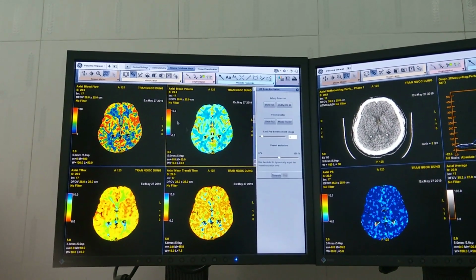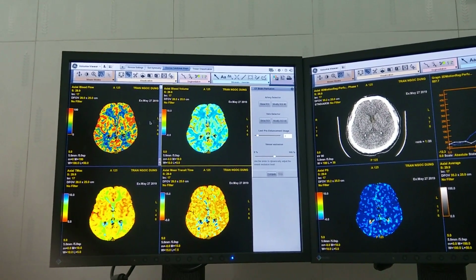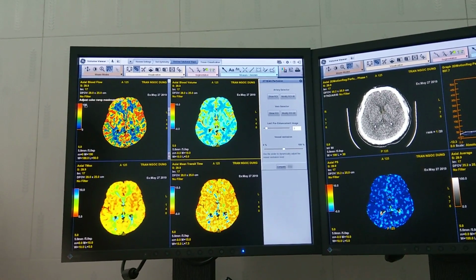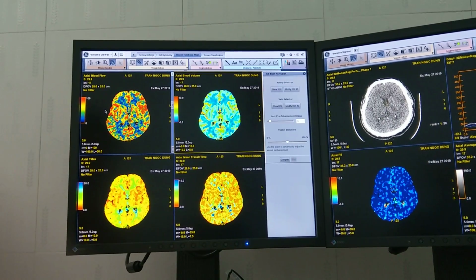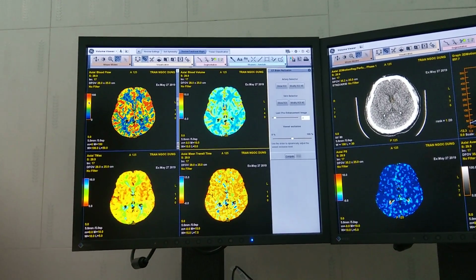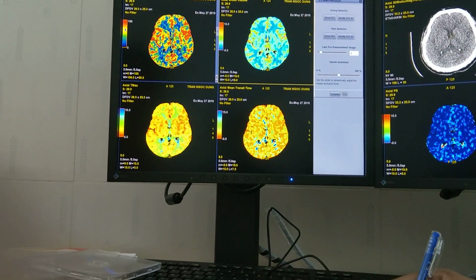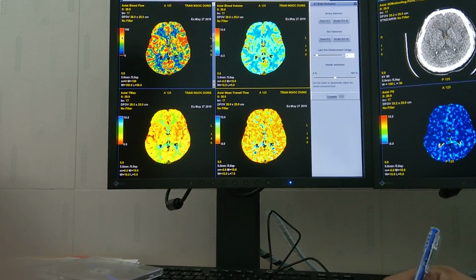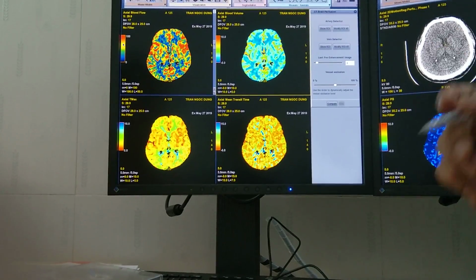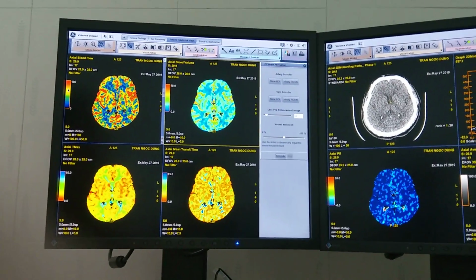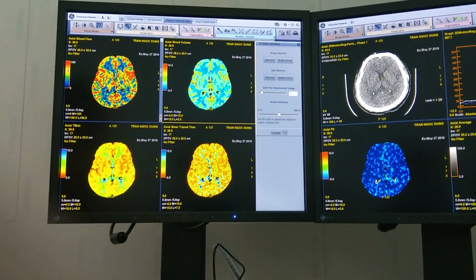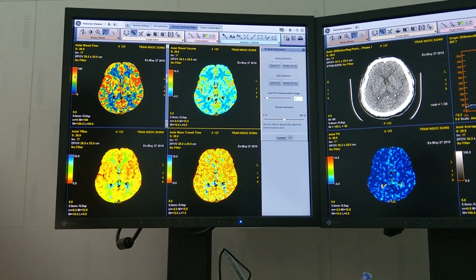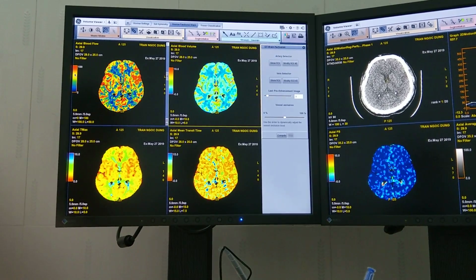Okay, and then the way you can see the color here, right? For blood flow, because you know the blood flow unit for normal tissue is 100 milligram, right? Per 100 gram tissue per minute, right? Yes. Milligram per 100 gram, per minute.